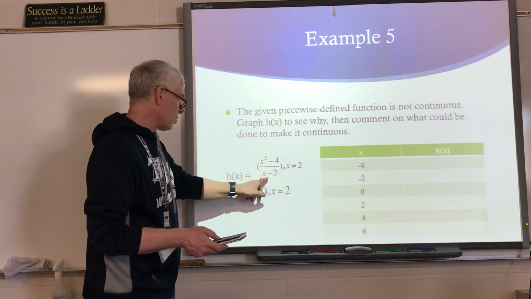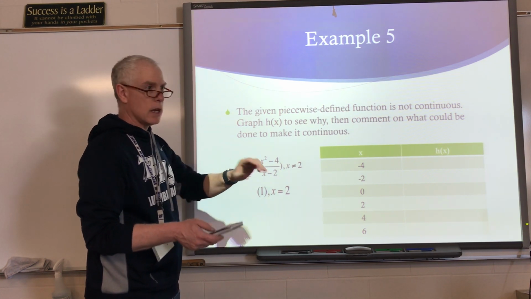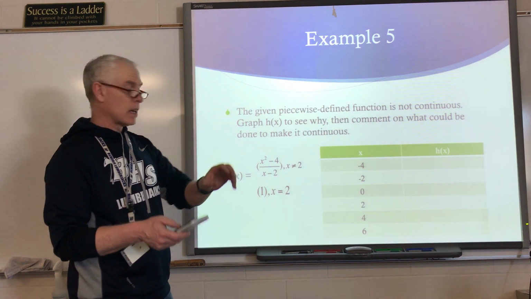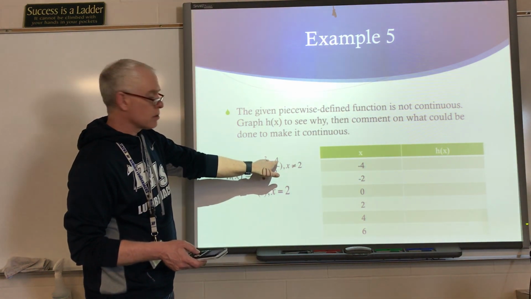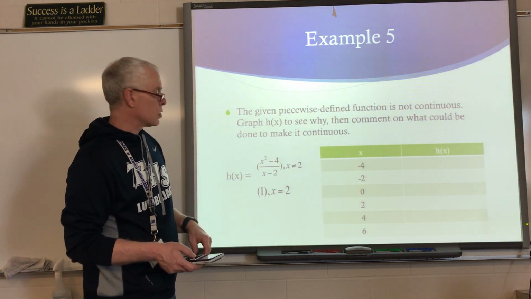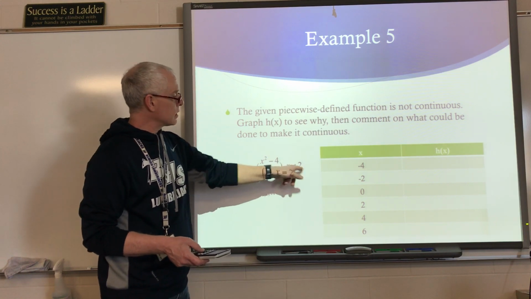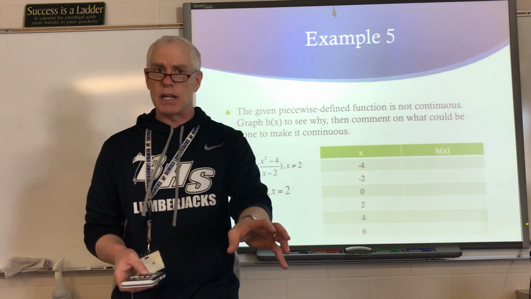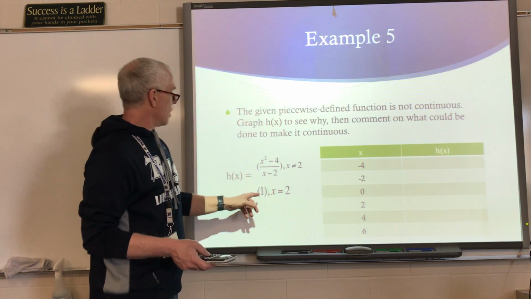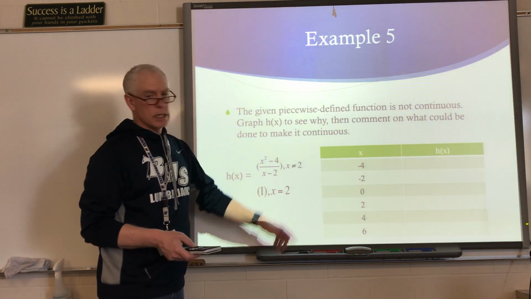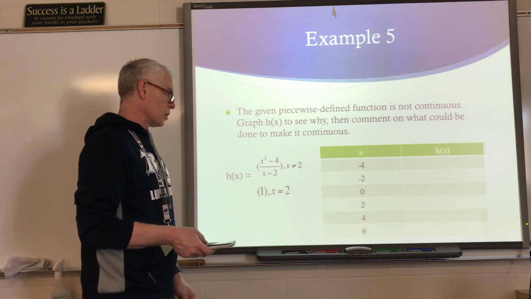Okay, and so x squared minus 4 divided by x minus 2. Use the alpha y equals fraction bar if you can. If not, make sure you have parentheses around the x squared minus 4 and the x minus 2. Divided by x not equal to 2. It's in the same test menu, the not equals to, you guys. And then you put in a 1 divided by x equals 2. And we're going to see what this looks like.